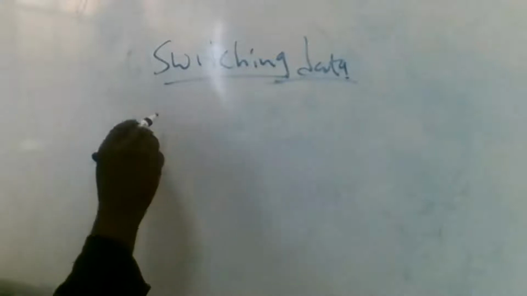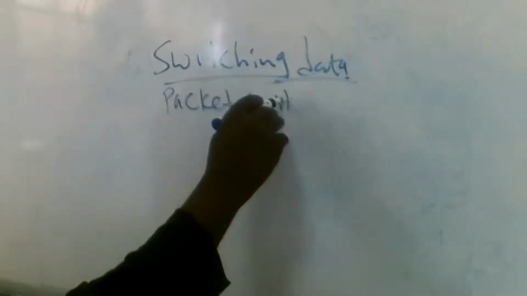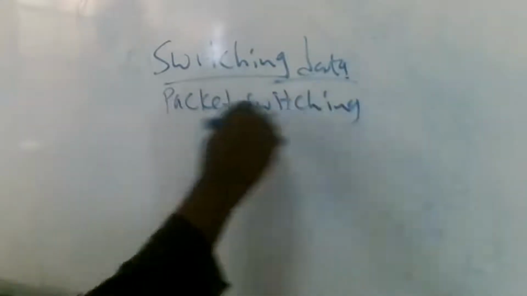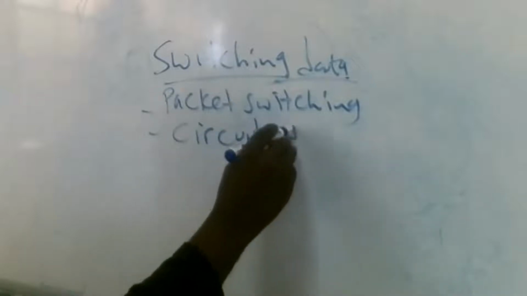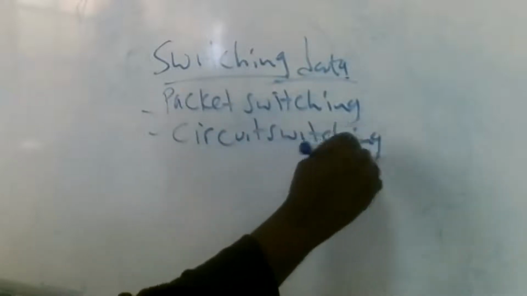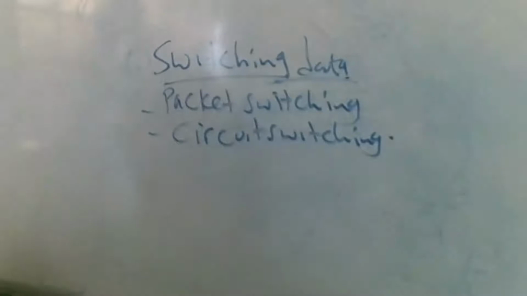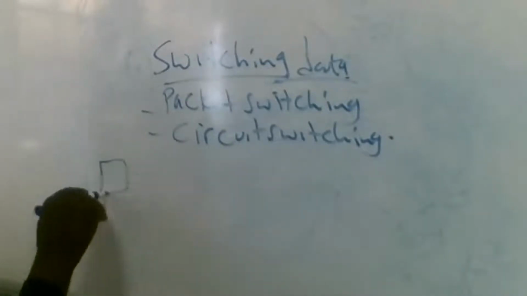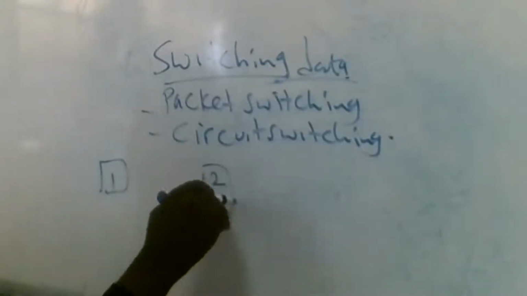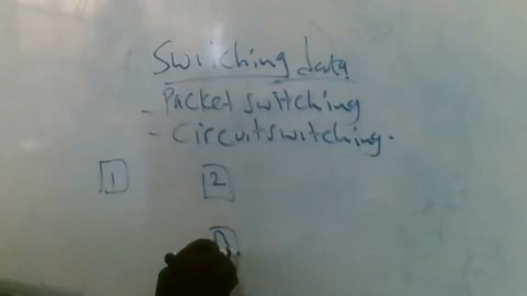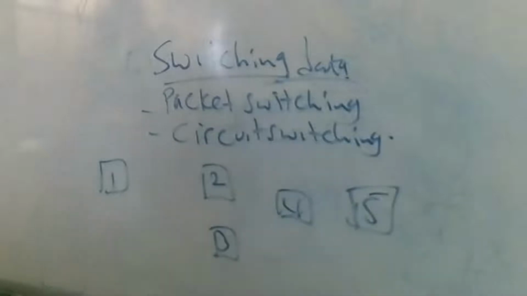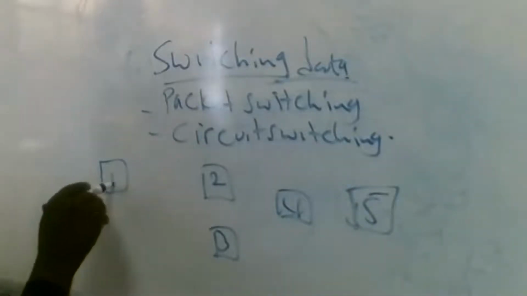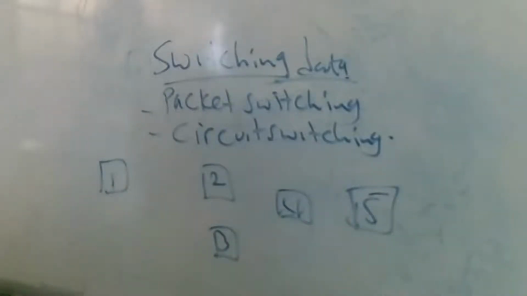But there are two methods of switching data. We have what we call packet switching, and we have what we call circuit switching. Now, let's assume we have 5 computers. We have computer 1, computer 2, computer 3, computer 4, and computer 5. Let's assume computer 1 wants to send information to computer 5.